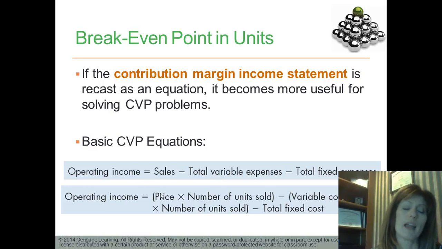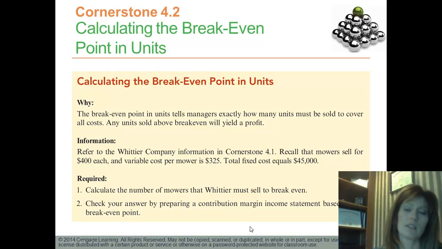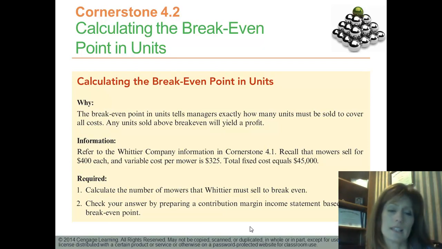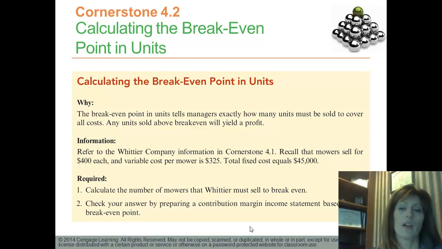So remember how we built that, our operating income was price times the units sold. Our variable expenses was variable cost times the units sold, and then our fixed cost. So what we're doing is building to a nice break-even formula. So for Whittier here, let's look at how many units they need to sell in order to break even. So how many mowers, okay?